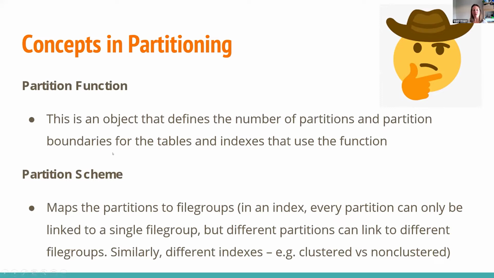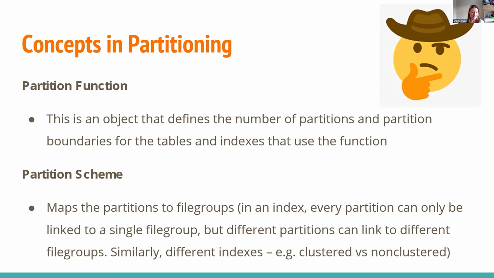Building on top of your partition function is what is called a partition scheme. The partition scheme is kind of a link that maps the partitions to the file groups and the indexes. The function can be a shared object, but obviously each index in each table is going to be storing its data individually, and you can leverage files and file groups in your individual table, and your scheme is kind of in between, keeping everything linked together.